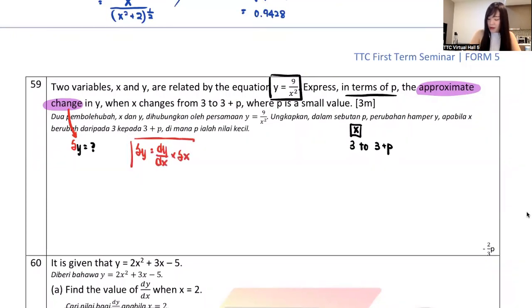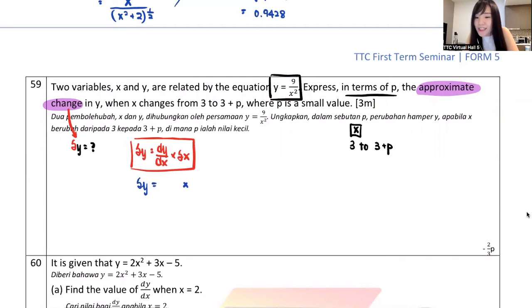Remember, it's not chain rule. That one is for rate of change. Don't memorize the formula wrongly. So this is how the formula looks like. Again, time to solve. Delta y is the question mark. I must have dy dx and delta x. Can anyone tell me what is my delta x for this question?